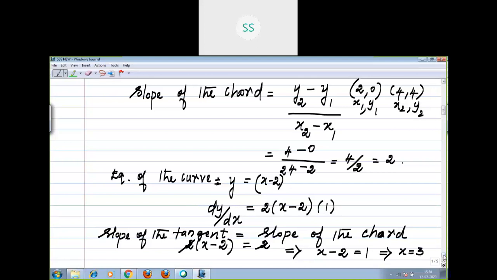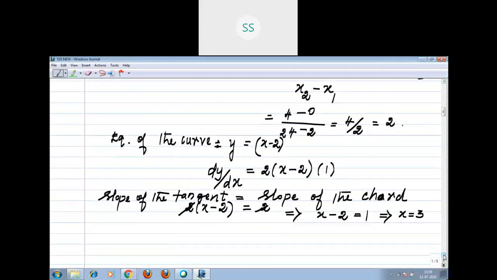Now you want to find y, because in the question they are asking to find the point. So you are going to substitute in the given curve equation, with x replaced by 3.